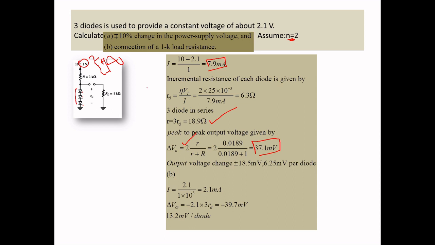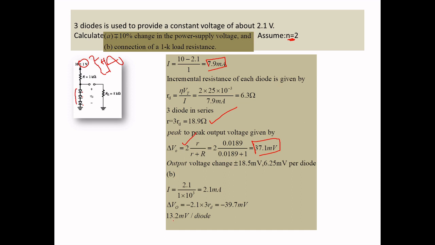The second part asks about the connection of the 1 kilo ohm resistance. How do you calculate? I equal to the constant voltage across the diodes, 2.1, divided by the load resistor. It gives a value of 2.1 milliamps. Now you want to find the change in voltage. V0 equal to 2.1 into 3 RD, since the three resistances in series give R equal to 3 RD. So you will have 39.7 millivolt.